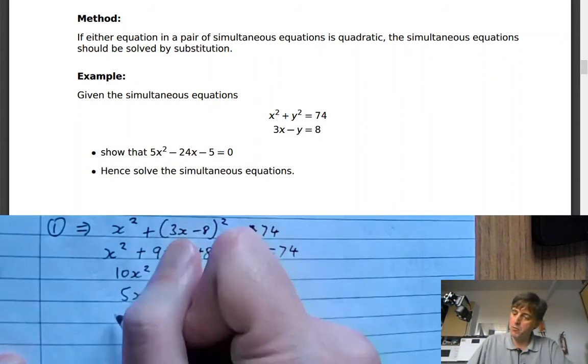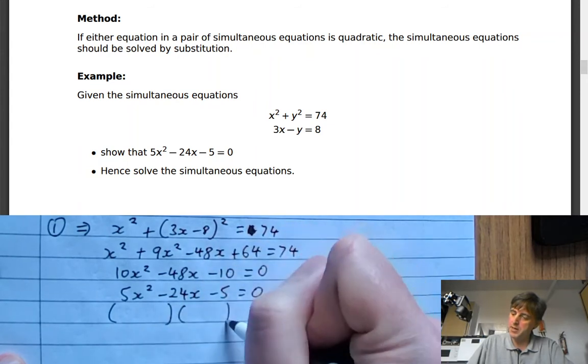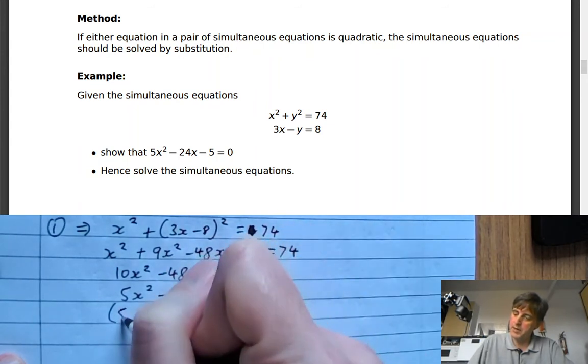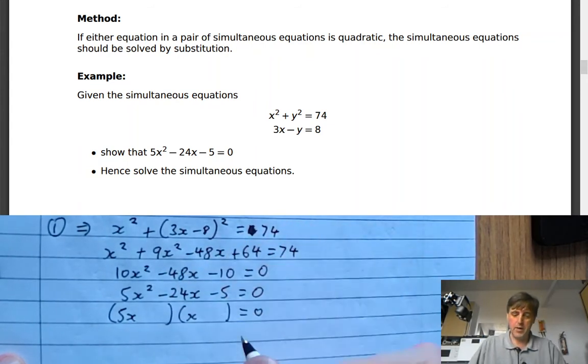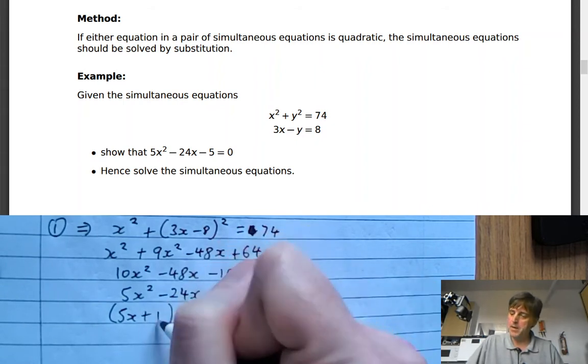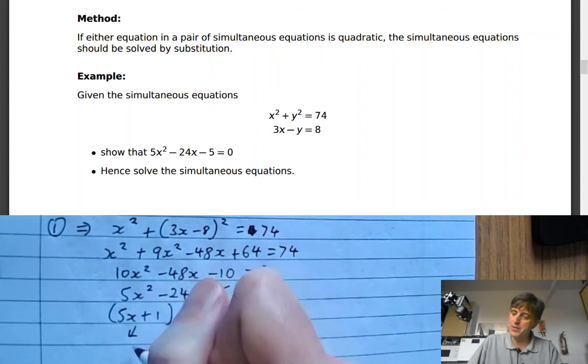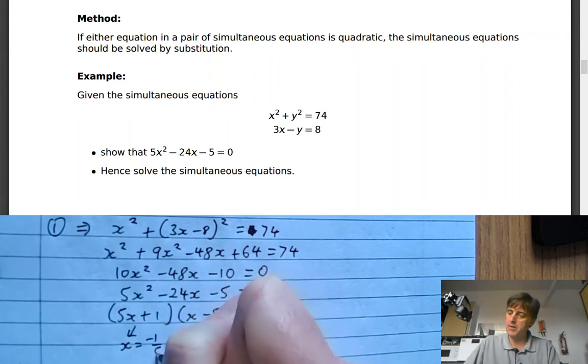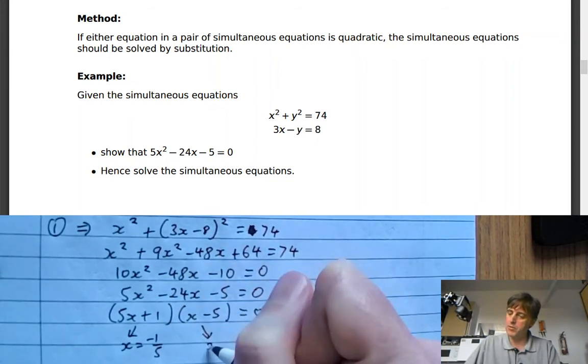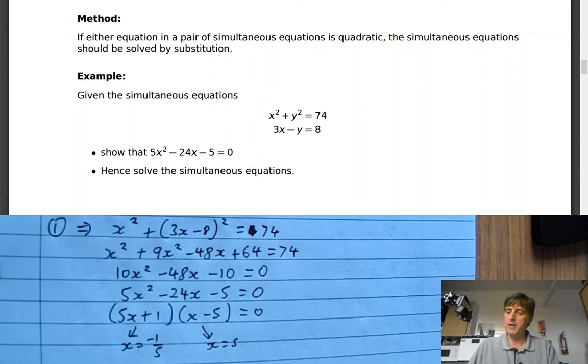I can solve quadratic equations. Hopefully you're getting pretty good at these by now as well. I'm going to factorize this. So we end up with, I think, 5x plus 1 and x minus 5 as the factors, which leads us to solutions for x of negative 1 over 5. And this one here, x equals 5.